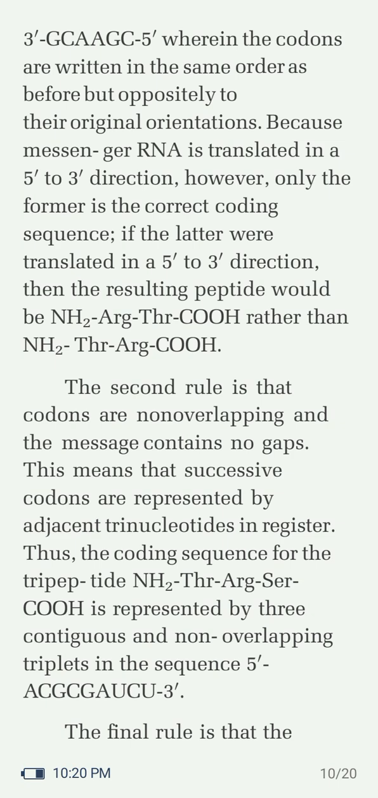The second rule is that codons are non-overlapping and the message contains no gaps. This means that successive codons are represented by adjacent trinucleotides in register. Thus, the coding sequence for the tripeptide NH2-Thr-Arg-COOH is represented by three contiguous and non-overlapping triplets in the sequence 5' ACG, like that.